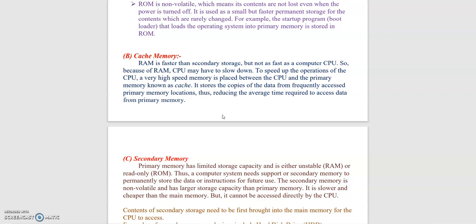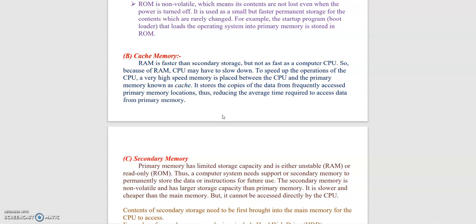So if the computer has to work at a proper balanced speed so that no task or instruction will be slow, there is a very high speed memory called the cache memory. It is placed between the CPU and the primary memory. The primary memory, which is the ROM and the RAM, is not very fast. And the CPU is very fast, but it has to slow down. Now, for the operations to move at a normal speed, the cache memory is placed.